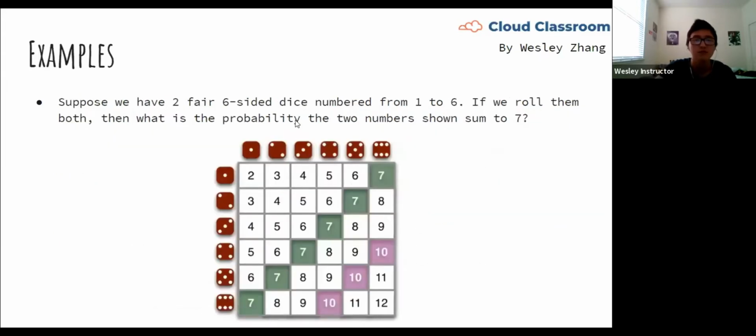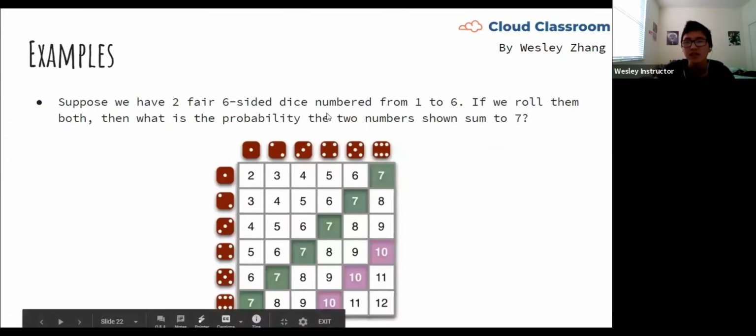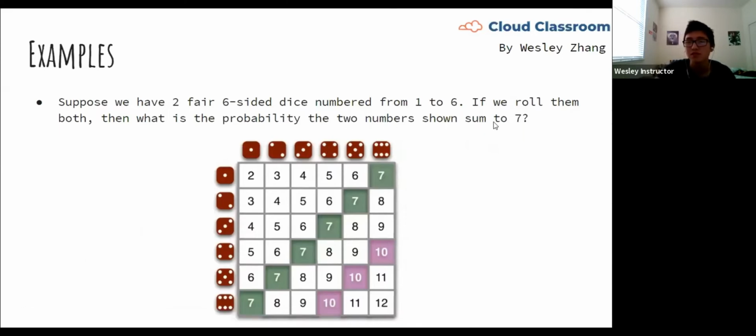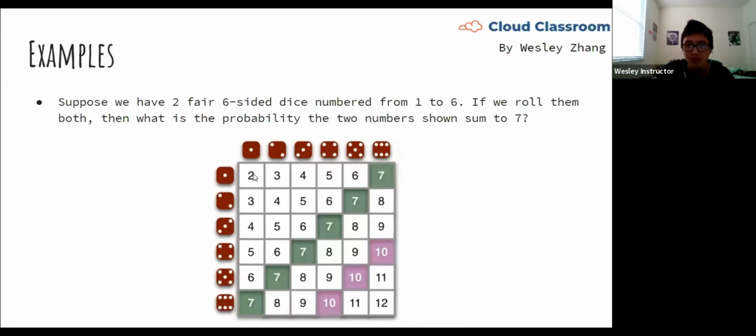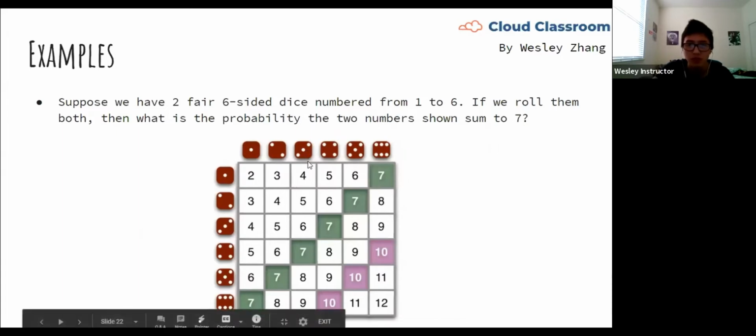Here's the last example. Suppose we have 2 fair 6-sided dice, numbered from 1 to 6. If we roll them both, then what is the probability that the 2 numbers shown sum to 7, add up to 7? For this one, we want to make a table or a chart right here. This looks pretty similar to the multiplication times table, but here it's addition. As you can see here, if we have a 1 here and a 1 here, we get 2. If we roll a 3 and a 4, that equals 7.